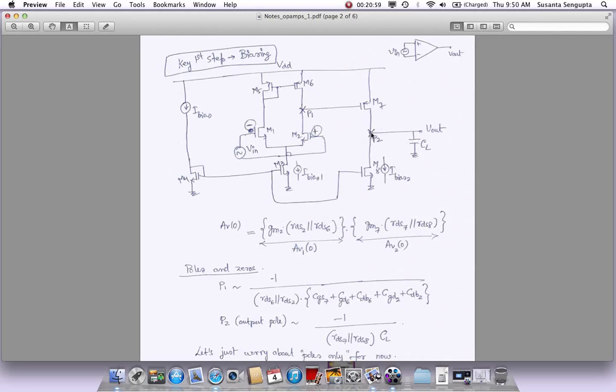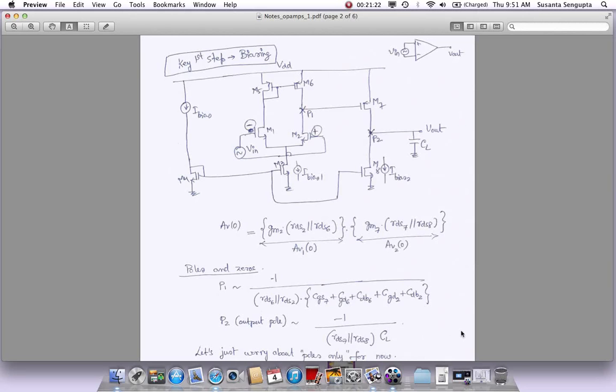What will be the pole at the output? The output pole again is going to be, you have the total resistance, which is RDS7 parallel to RDS8. This is the total resistance here, and for the total capacitance, I'm just going to assume that CL, the output load we are going to drive, is actually much bigger than any other capacitance. So I can just approximately put it as CL only and nothing else.